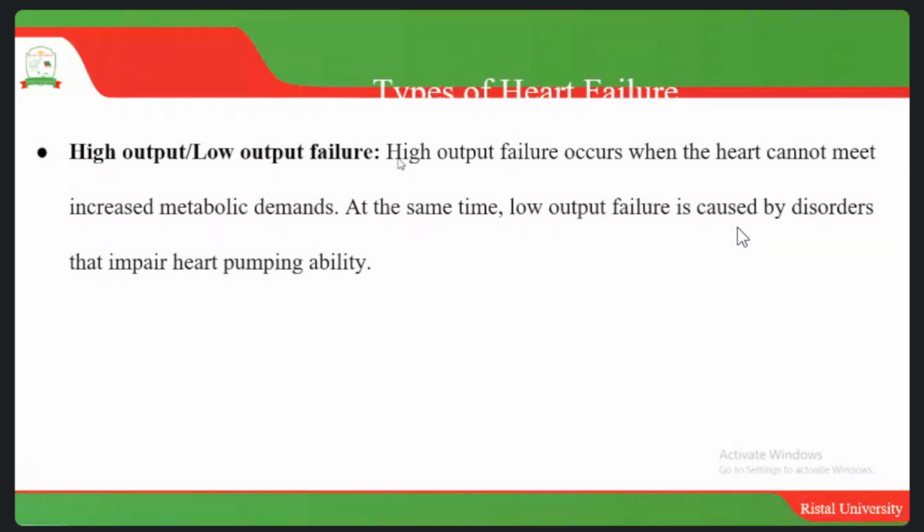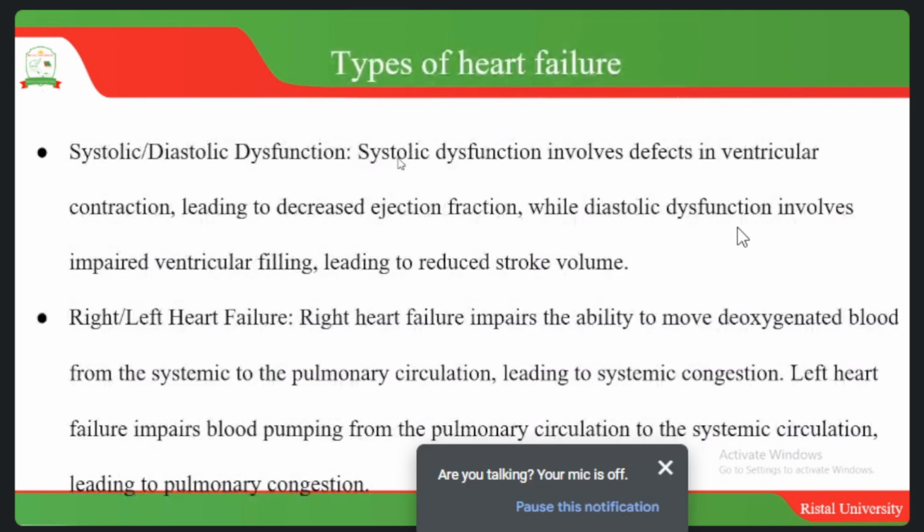At the same time, low output failure is caused by disorders that impair the heart's pumping ability. So the low output is basically where the heart just pumps little. There is a small amount of blood that the heart is able to pump, and this can be due to different conditions that could have affected either the contractility or the valves of the heart. So, systolic or diastolic function.